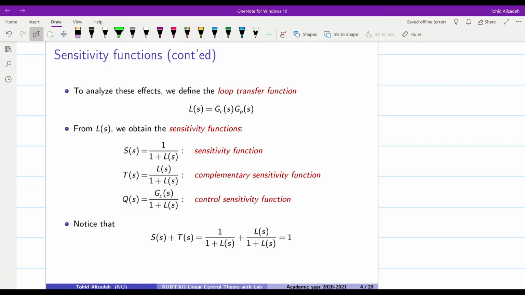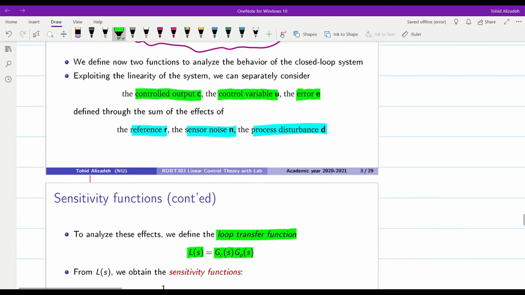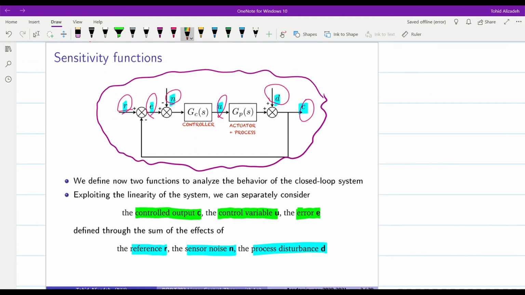In order to start defining the sensitivity functions, we first define a transfer function called the loop transfer function. The loop transfer function, shown by L of S, is obtained by multiplying GC, the transfer function of the controller, times GP, the transfer function of the plant. So over here we have the loop transfer function, which is GC times GP.